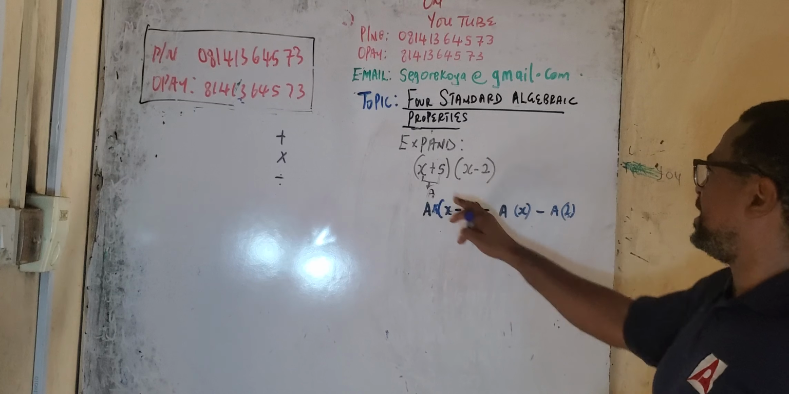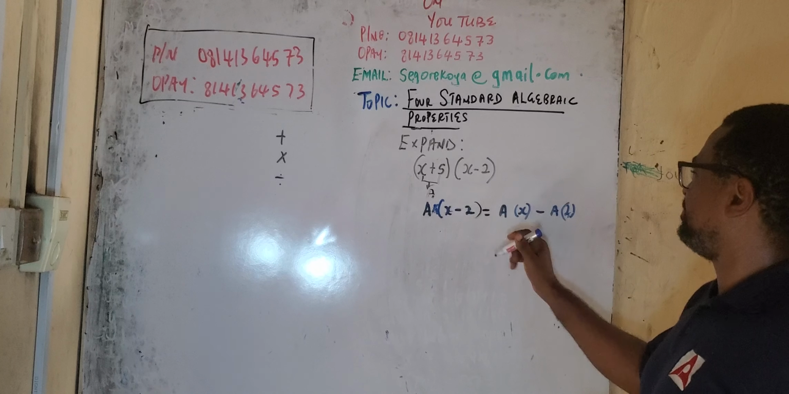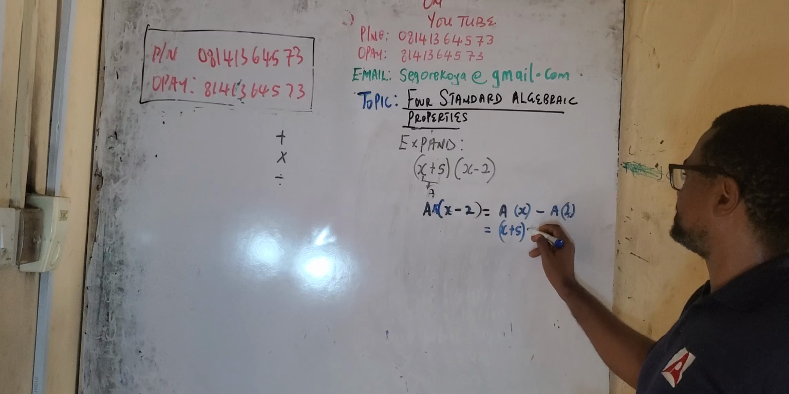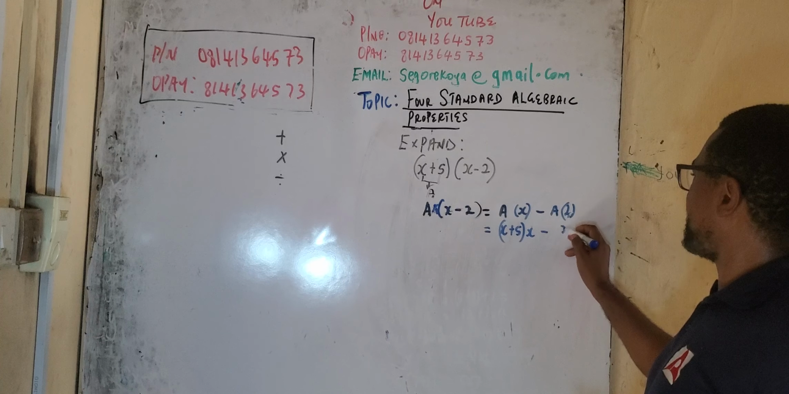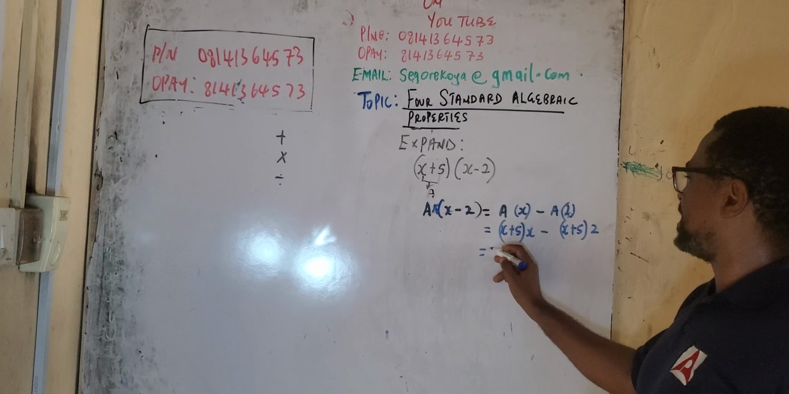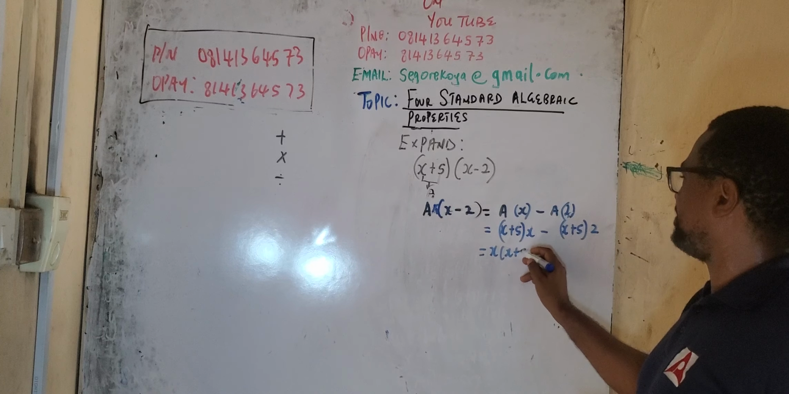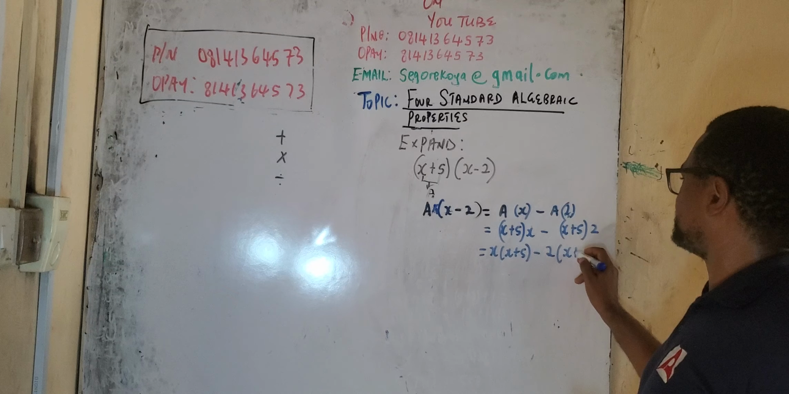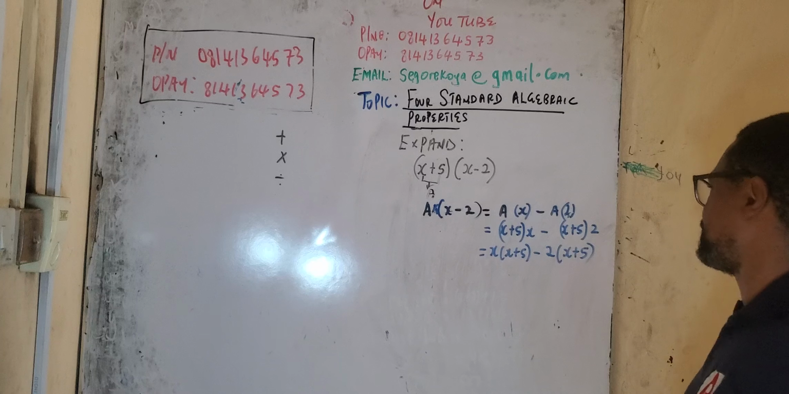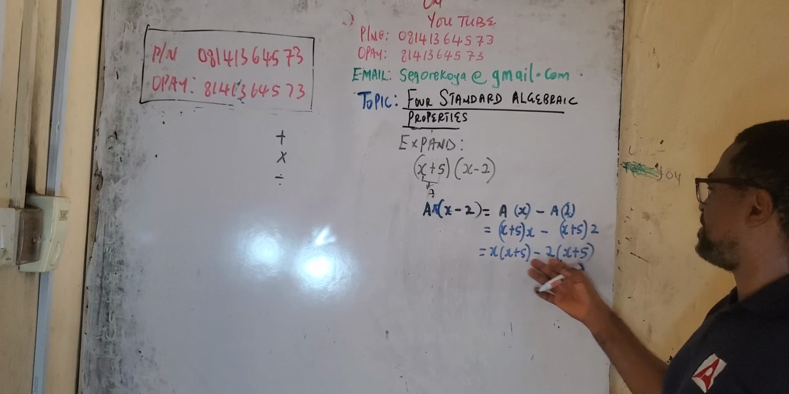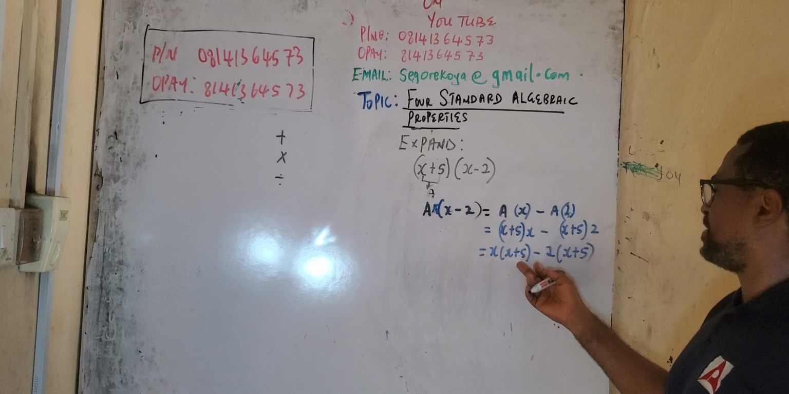So since my A is x plus 5, I can replace it like this: x plus 5 times x minus x plus 5 times 2. So I can rewrite this one as x bracket x plus 5 minus 2 bracket x plus 5. So now what we have here is to expand using the distributive property again.